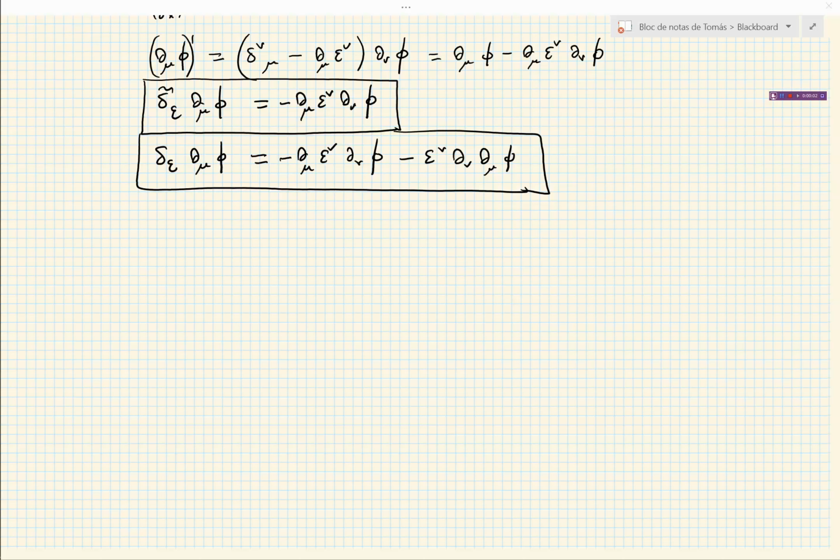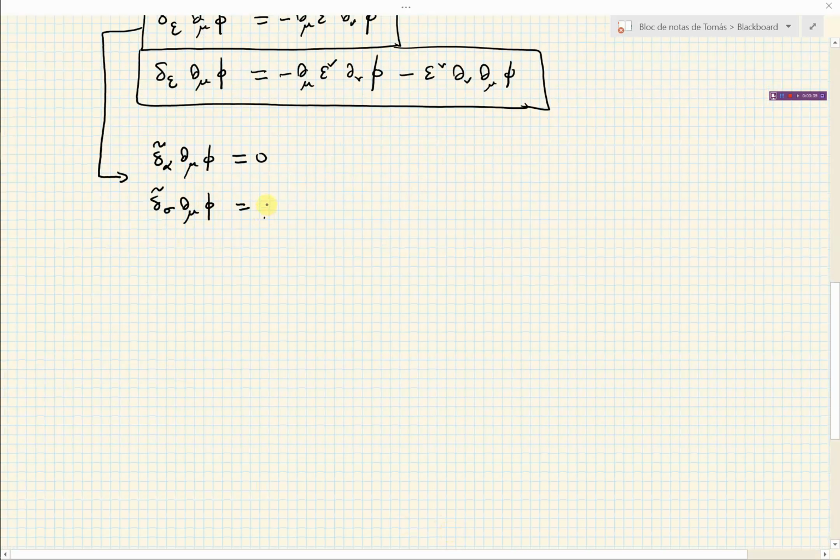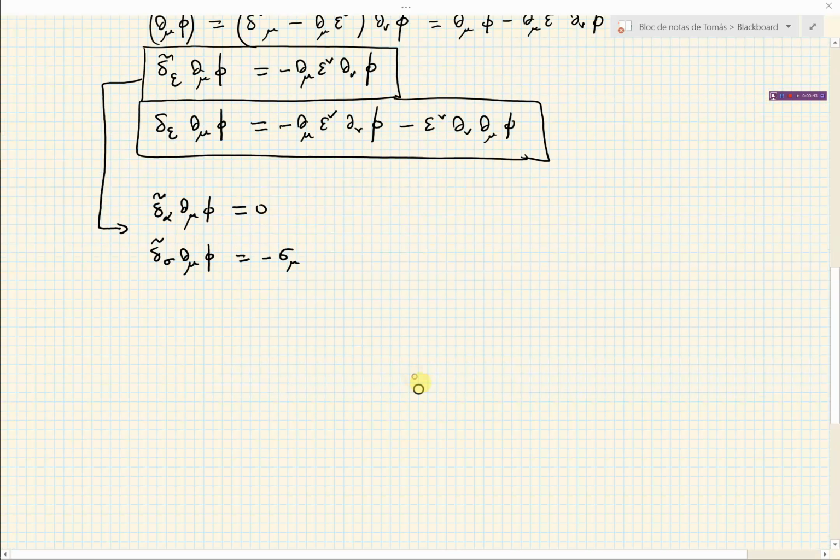Now if we apply this general formula to the particular case in which epsilon represents an infinitesimal spacetime translation or an infinitesimal Lorentz rotation, we find that delta tilde epsilon of alpha for spacetime translations of partial mu phi is 0, and delta tilde sigma of partial mu phi is minus sigma mu rho partial rho of phi, minus sigma mu nu partial nu of phi.